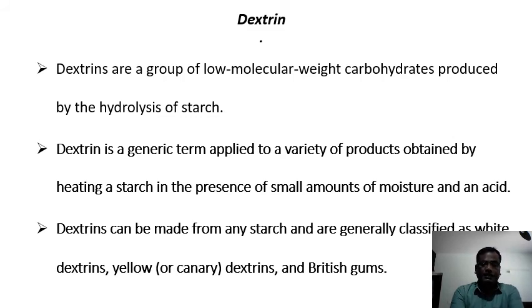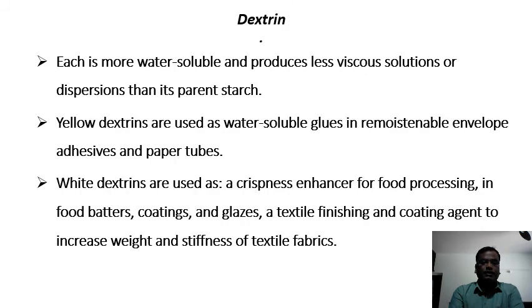Dextrin is a generic term applied to a variety of products obtained by heating starch in the presence of a small amount of moisture and an acid. Dextrins are made from starch, and they can be classified as white dextrins, yellow dextrins, and British gums. They are water soluble and produce less viscous solutions compared to starch.